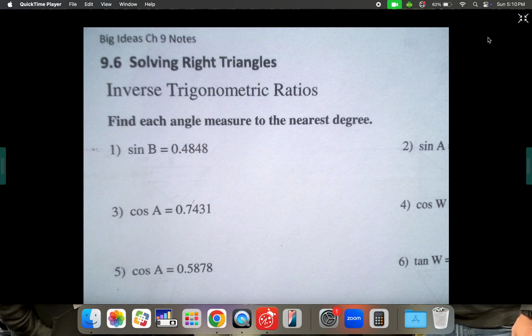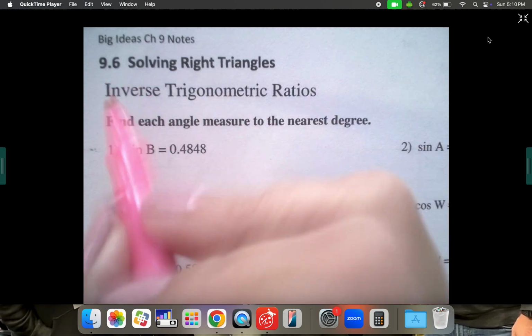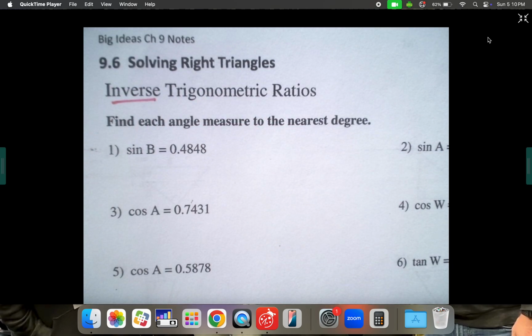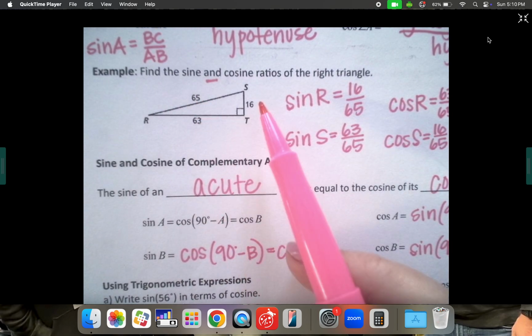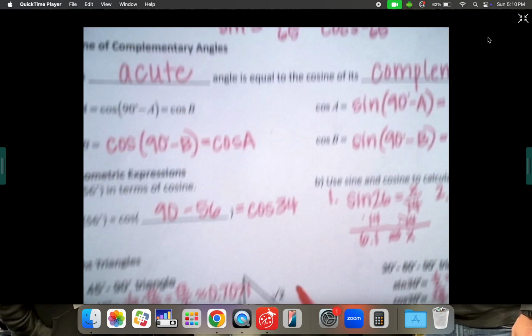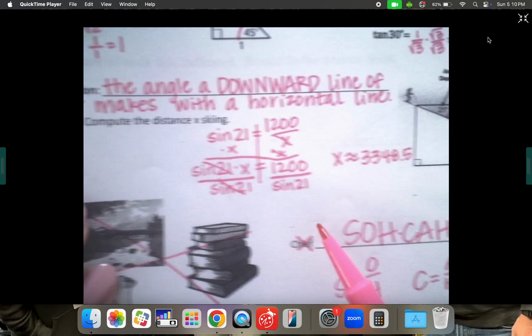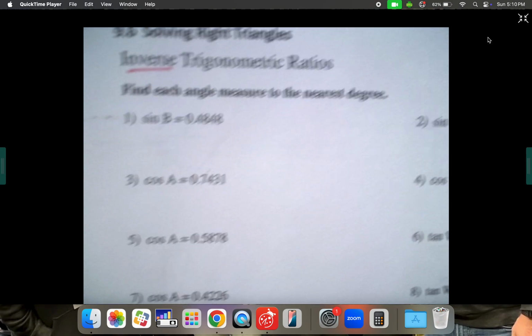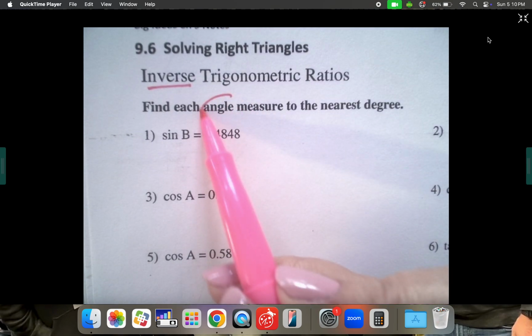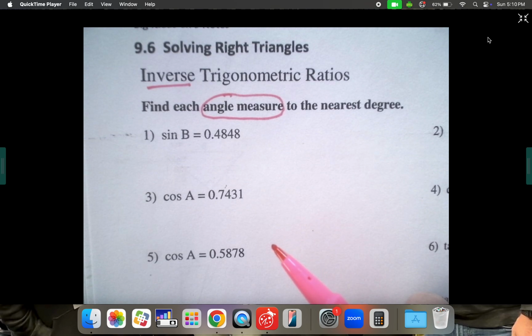Okay, for geometry 9.6, we have learned all the trig ratios, but now we're going to learn about the inverse trig ratios. The reason that we learn about inverse trig ratios is because in the previous lesson, 9.5, you used the side lengths of a triangle to come up with missing side lengths. Today, for inverse trig ratios, we want to come up with angle measures.